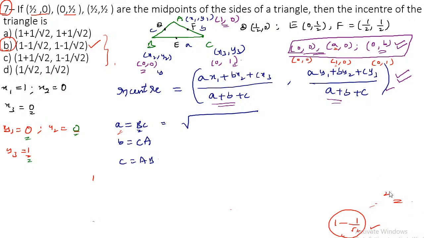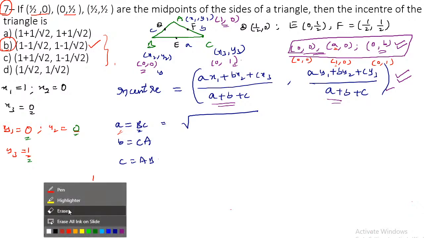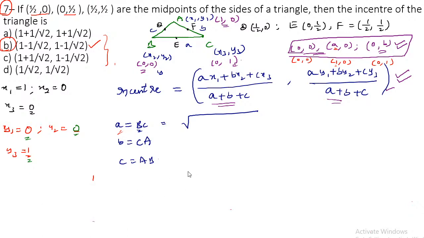So we are taking too much time on this question because you need to get the whole point of solving the question by using different methods. So what is A? A is BC. So B is 0 comma 0 and C is 0 comma 1. So root of 0 minus 0 whole square plus 0 minus 1 whole square is equal to, so root of 0 square plus 1, this is 1.